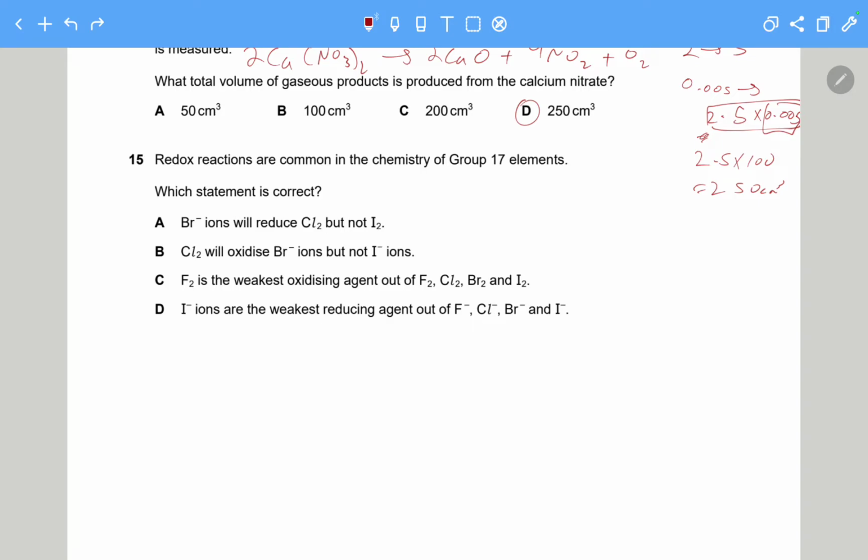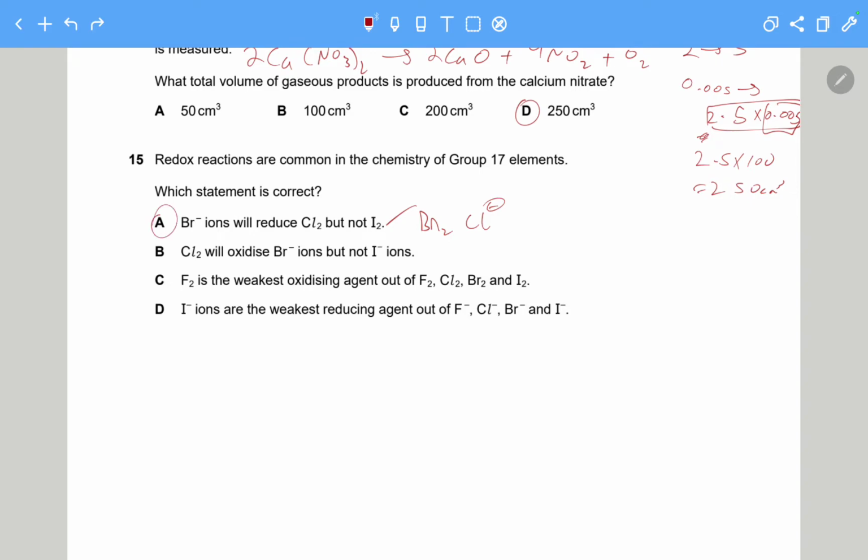Question 15. Redox reactions are common in the chemistry of group 17 elements. Which statement is correct? Bromide ions will reduce chlorine, molecular chlorine, but not I2. So this is correct because chlorine will displace bromide ions from their salt solution because chlorine is more reactive than bromine, and therefore this will give Br2 and Cl negative ions. So chlorine has been reduced, but because bromine is more reactive than iodine, bromide ions will not be able to reduce iodine, because the iodine will not form I negative and molecular bromine. So this option sounds feasible, but we'll read all the others.